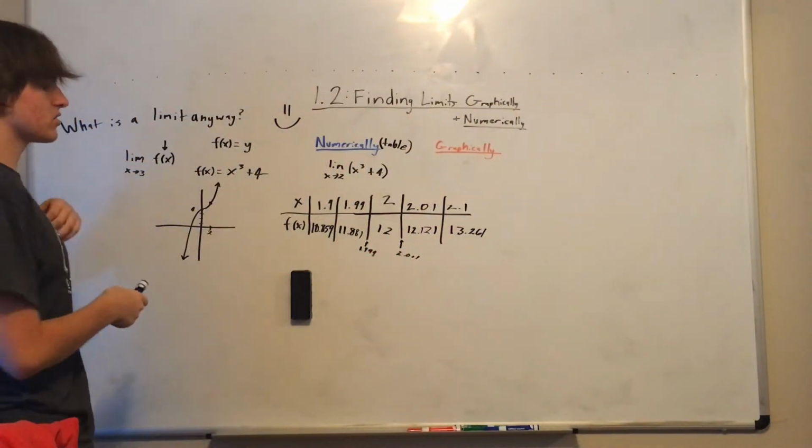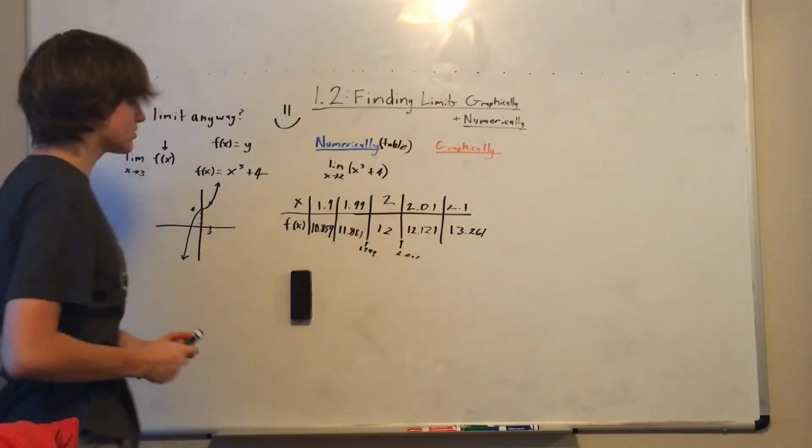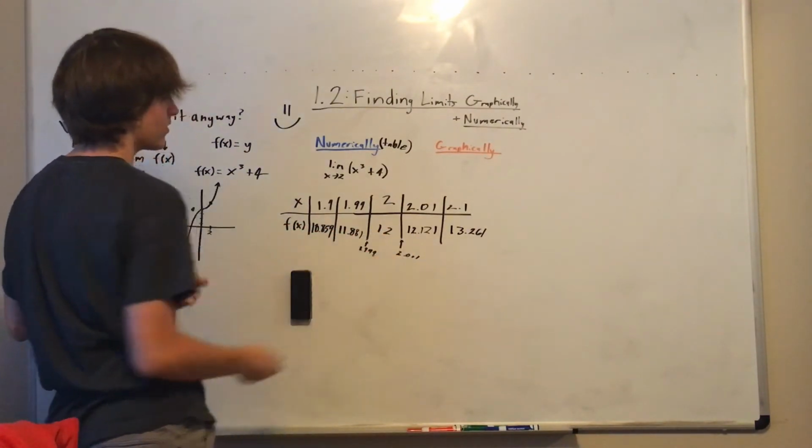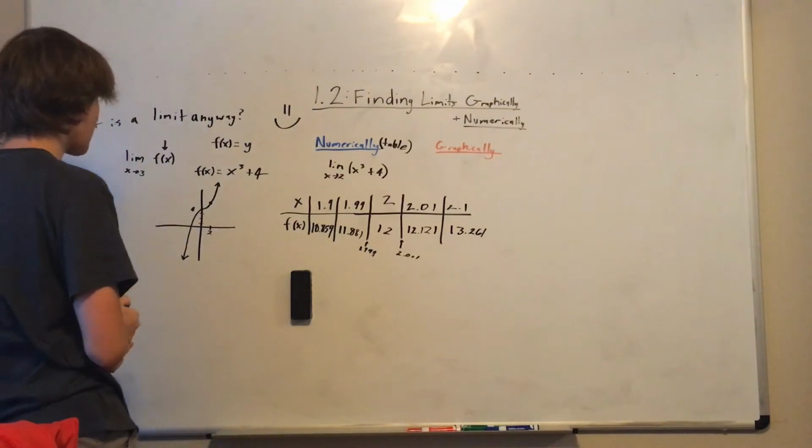11.81, extremely close to 12. 12.121, close to 12 as well. If we were going to put those extra values in there, it would become even more clear.